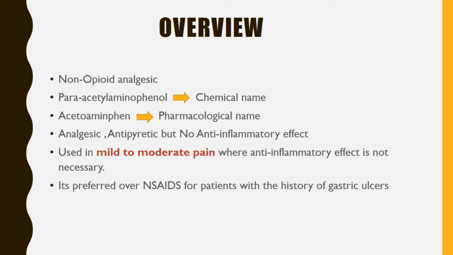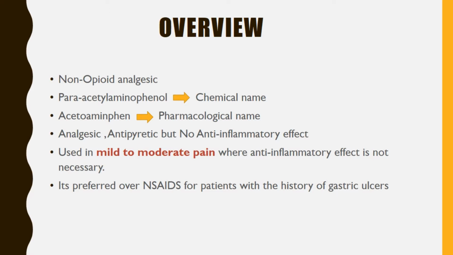Paracetamol is a non-opioid analgesic. Analgesics are mainly divided into two types, the opioids and the non-opioids. In the non-opioids, we have NSAIDs and paracetamol. The chemical name for paracetamol is para-acetylaminophenol, and the pharmacological or generic name is acetaminophen. It has analgesic, antipyretic, but no anti-inflammatory effect.